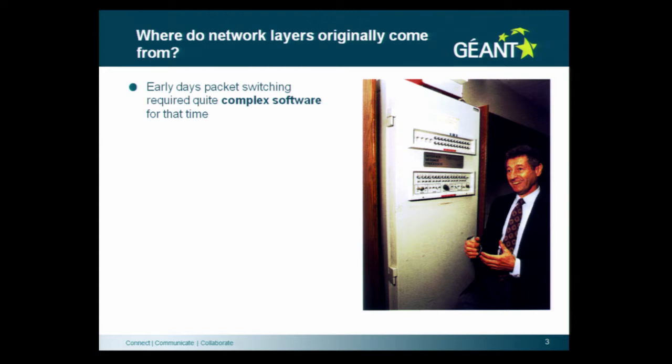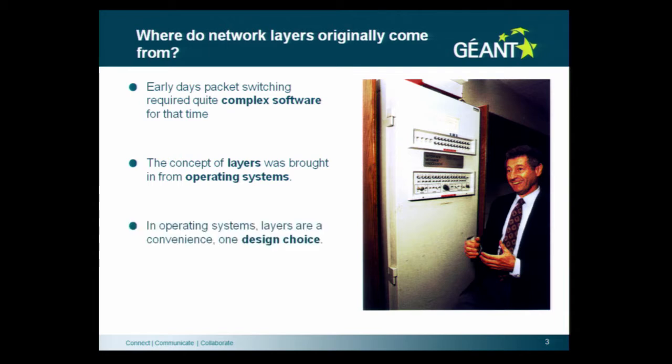In the very early days, packet switching required quite complex software for that time. And when they tried to implement that, they looked at the next most difficult pieces of software that they had, which were operating systems. And operating systems had layers of programming, but there's one difference. In operating systems, layers are really a convenience. It's just for managing the complexity of the software. And as we'll see later, in networks, they really are a necessity. You cannot have networking without layers.